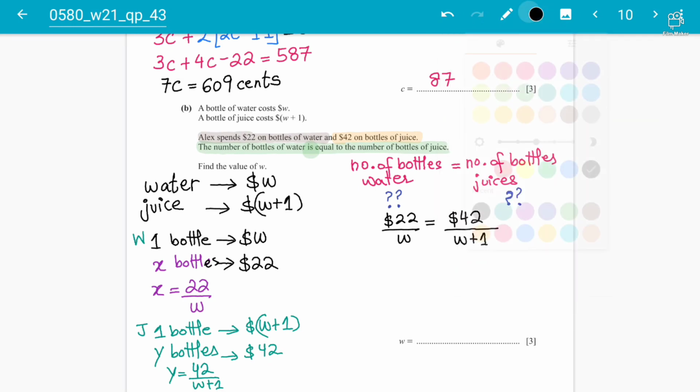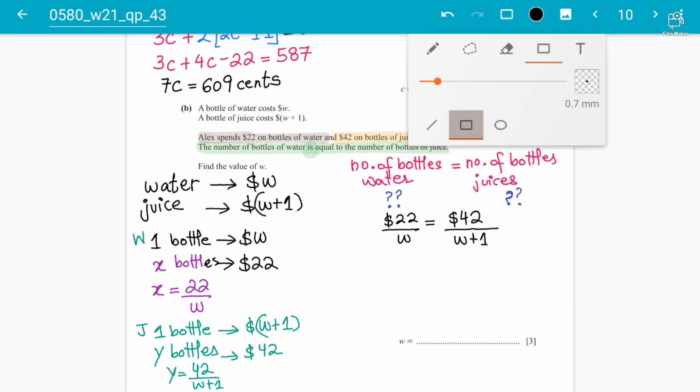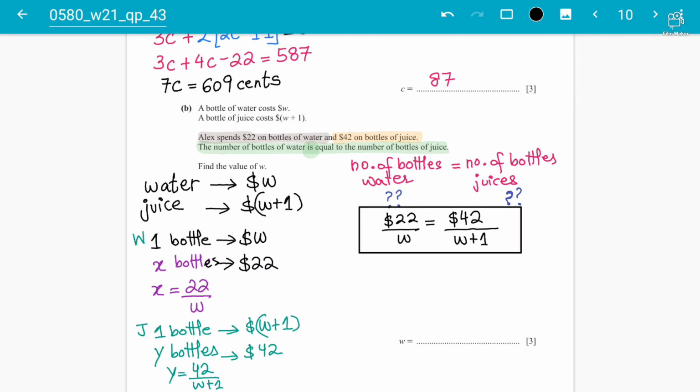Now it's very simple, students. You already have the equation in front of you. Still, any questions you can ask me in the comment section. Just multiply and go forward in solving, okay? So you cross multiply and you will get 42 times W. So here we go, 22W plus 22 is equal to 42W.